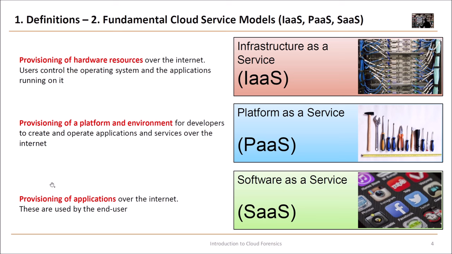And I said it already in the introduction, we have different service models with cloud computing. We have the 3 big service models. We have infrastructure as a service, that is provisioning of hardware resources over the internet, and the users control the operating system and the applications running on it. Users clearly are those that want to use cloud computing. And of course, if you use infrastructure as a service, for instance, to get a server in the Amazon cloud, then you are the administrator, but you're still the user of the cloud service. But then of course, you also have users that use your services.